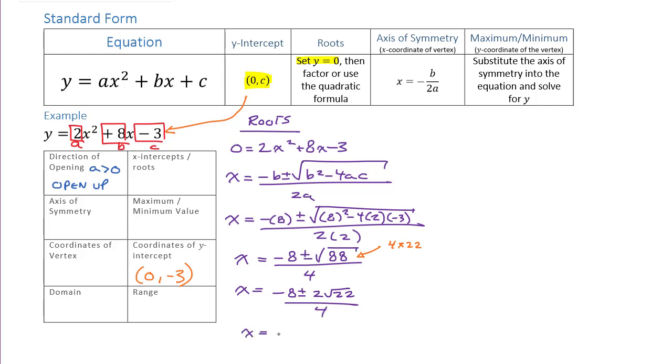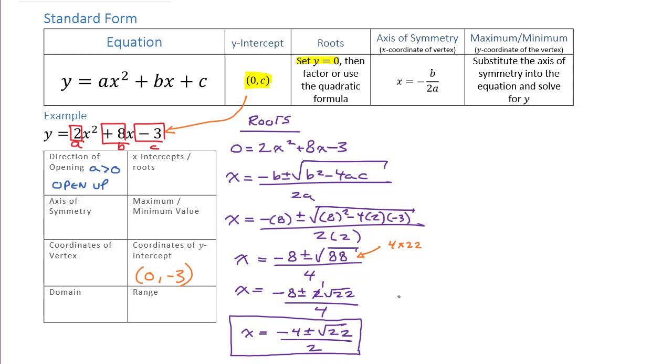If you want to give the exact value of this, this is what it would look like. Negative 8, oops, let's reduce that. That was the whole point, is reducing. I'm going to divide every term by 2 here. So instead of negative 8, it's negative 4. The 2 cancels out and just becomes a 1, root 22, and 4 divided by 2 is 2. So this would be my roots written in radical form, simplified as much as possible. If we want to give an exact answer, that's what we're looking for.